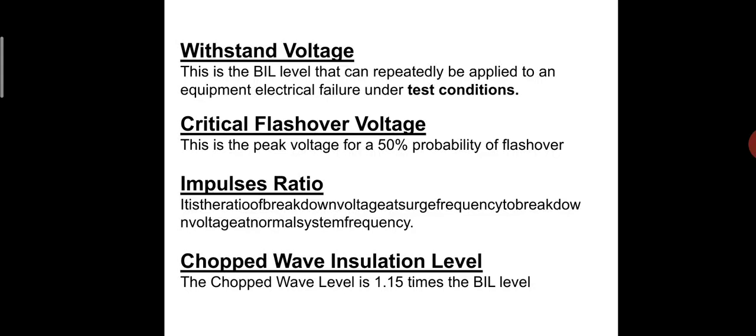Next one, impulse ratio. It is the ratio of breakdown voltage at surge frequency to breakdown voltage at normal system frequency. Next one, chopped wave insulation level. The chopped wave level is 1.15 times the BIL level.